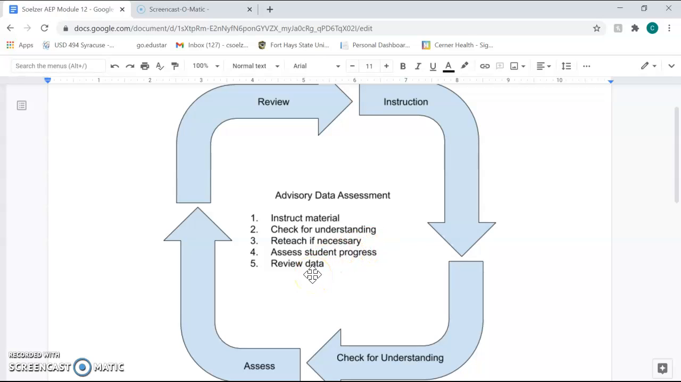And then review the data that we get from our Ames web tests and see where we need to go.